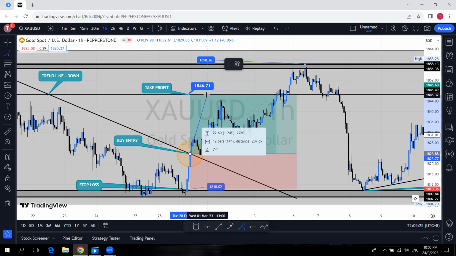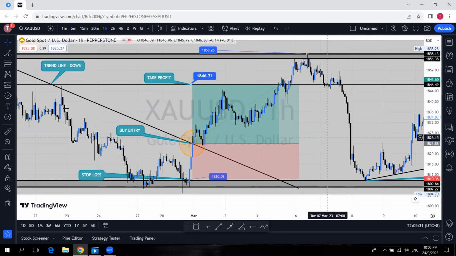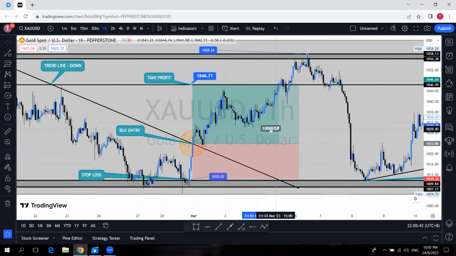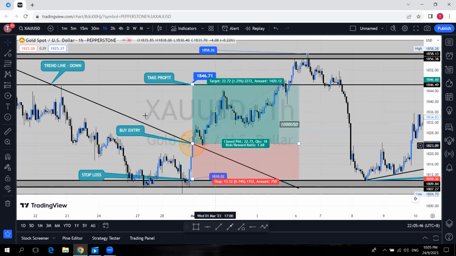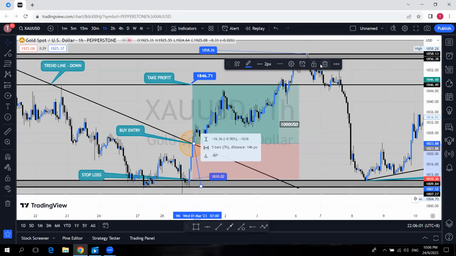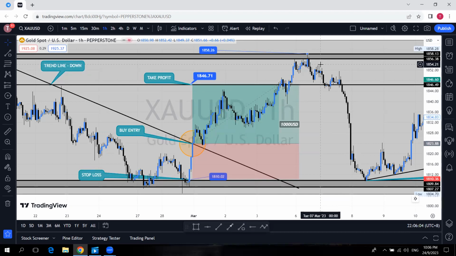Why do I say that? I'm going to give you an example. Let's say your account size is $1,000 USD, and we can find out that the stop loss for us is around 163 pips. So this would mean if I'm going to use 1 cent, it's only $16.